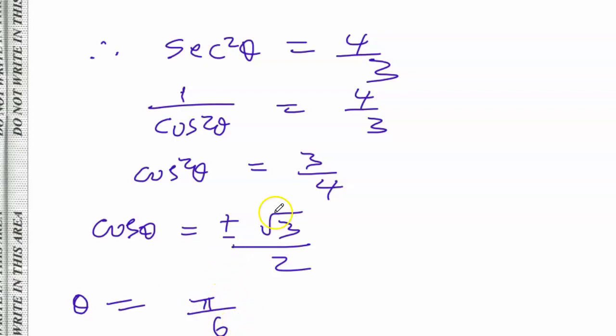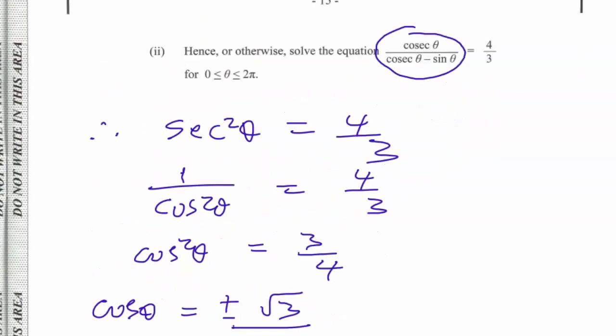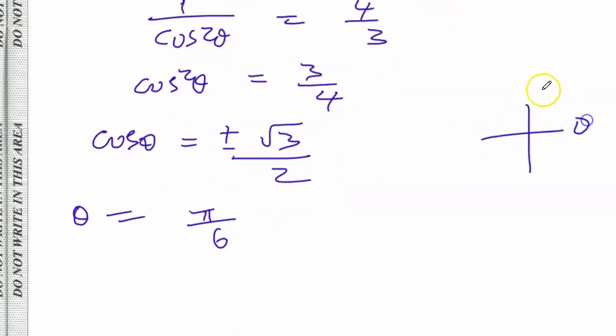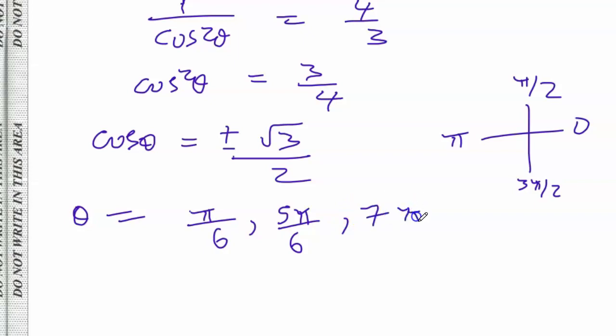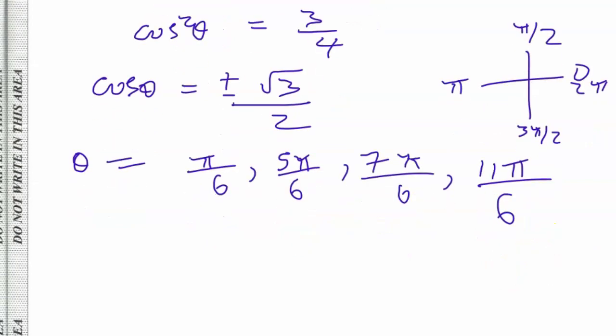We need all the angles between 0 and 2 pi. So pi over 6 is one of them. Now if you look at the quadrants, this is 0, 90 degrees is pi over 2, 180 is pi, and this is 3 pi over 2, the 270. So to get the angle in the second quadrant, we subtract pi over 6 from pi, and we end up with 5 pi over 6. We add pi over 6 to pi, we end up with 7 pi over 6. And then we subtract pi over 6 from 2 pi, we end up with 11 pi over 6. So we have solutions in all the quadrants.